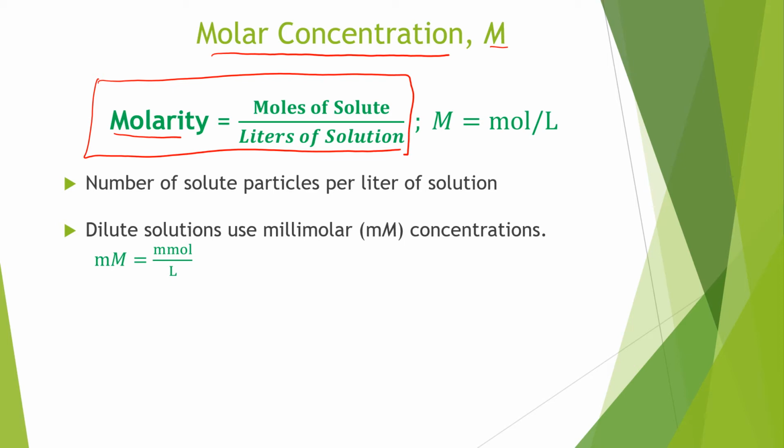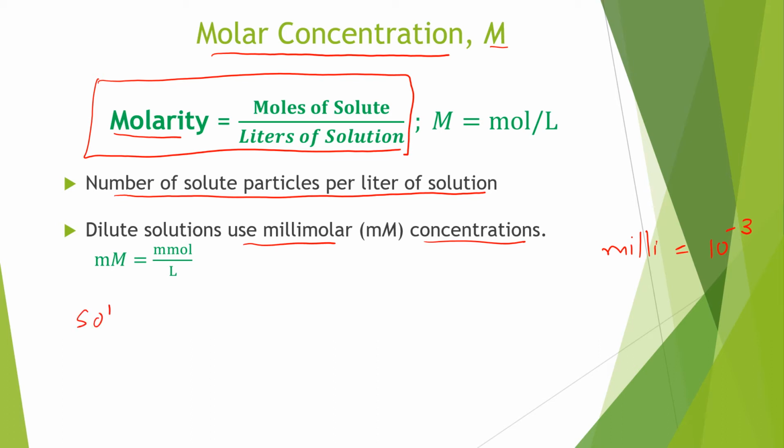Molar concentration is the preferred unit of concentration in chemistry because the amount of solute is expressed in moles. And moles is a unit that indicates the number of solute particles, which may be atoms, molecules, or formula units, per liter of a solution. Dilute solutions use millimolar concentration, where remember milli is a prefix and it stands for 10 to the negative 3.